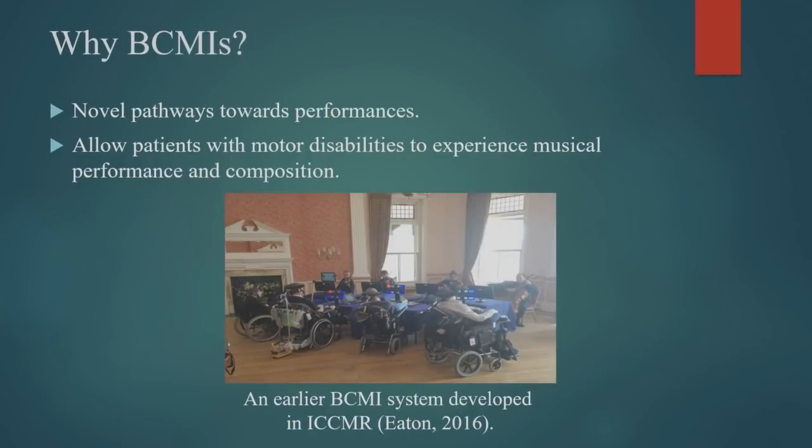The first motivation for BCMIs is that it provides novel pathways towards performances. Generally when we control a musical instrument or a musical interface, we generally play it with our hands, or we use our feet in some cases, or even our mouths for wind instruments. So BCIs provide novel pathways or a new mechanism to control a musical interface.